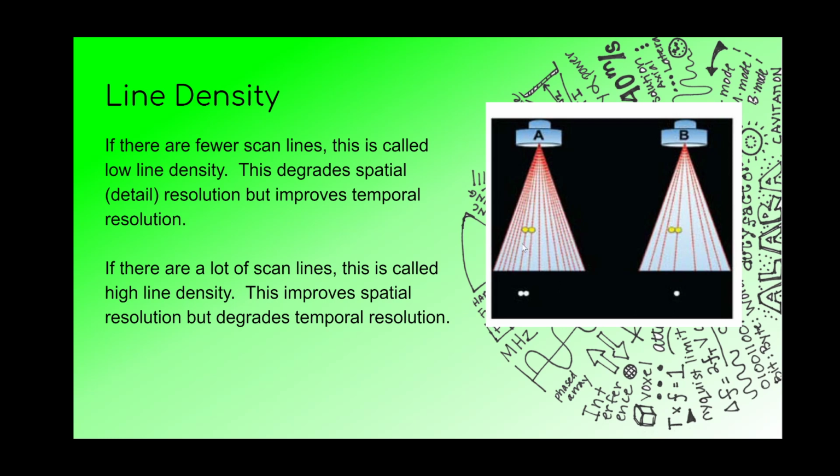Versus on the high line density, there was sound interacting with both of these reflectors, so now the machine can display both. So we have improved spatial or detail resolution when we have high line density, compared to better temporal resolution when we have low line density.